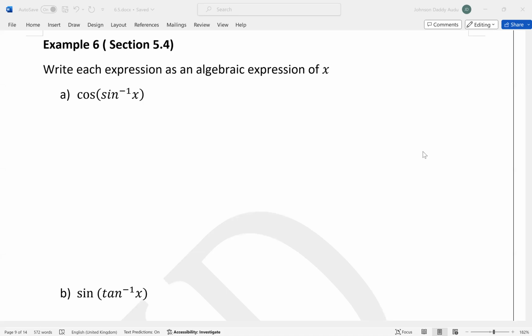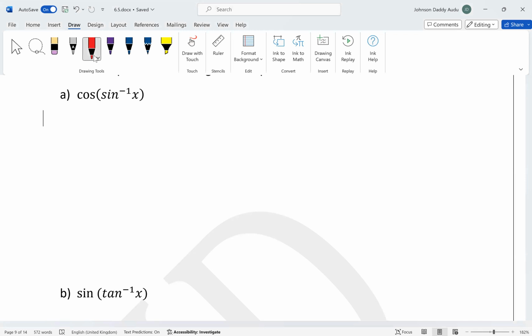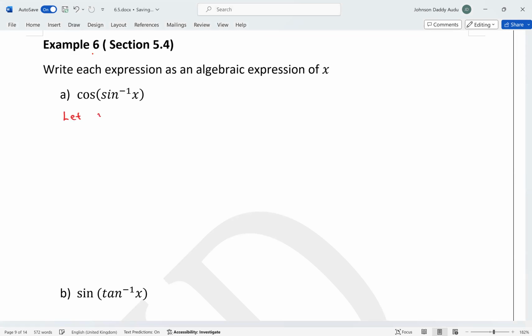All right, so for this example, we'll be writing this expression in terms of x. So we will follow the same procedure as in the previous video. Here we will let y be sine inverse of x. So it means that this expression is the same thing as cosine of y, right?